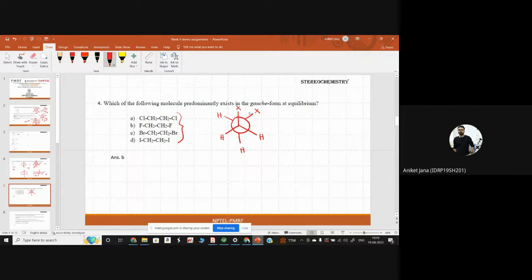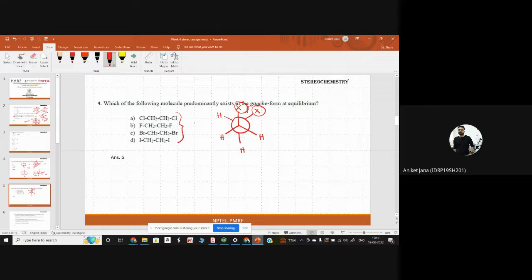Now tell me, what is the cause of the interaction between these two groups? What kind of interaction is it? Is it a bonded interaction or a non-bonded interaction? Non-bonded interaction, obviously. So we can say that as the size of this group increases, the possibility of the interaction increases, right?